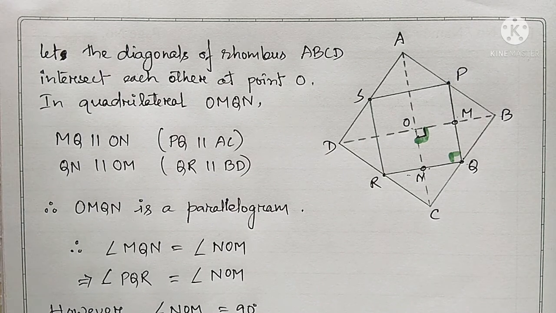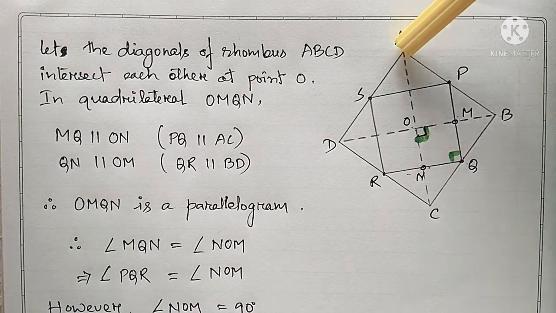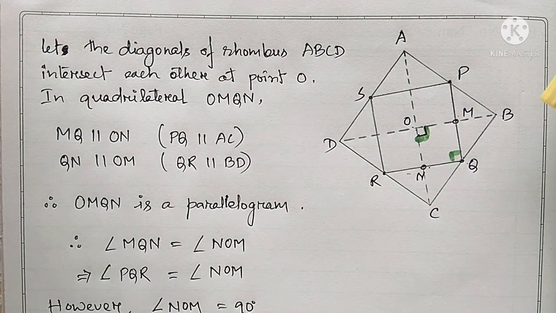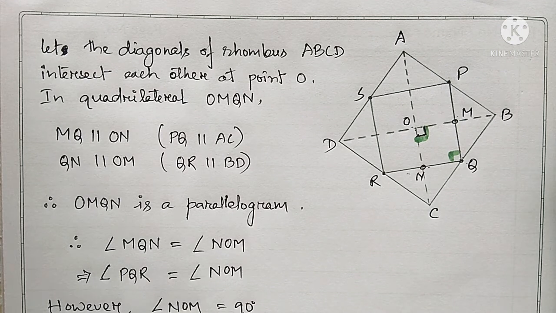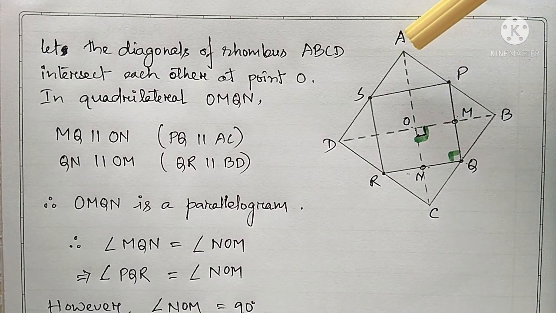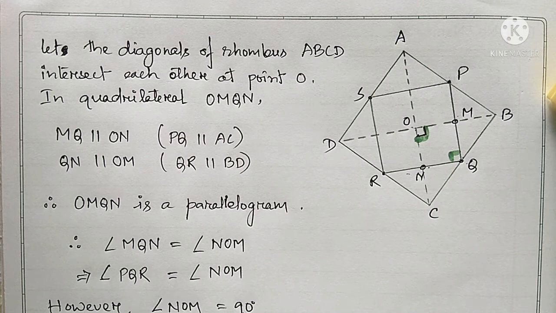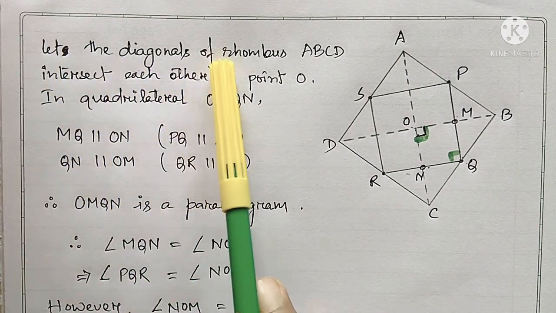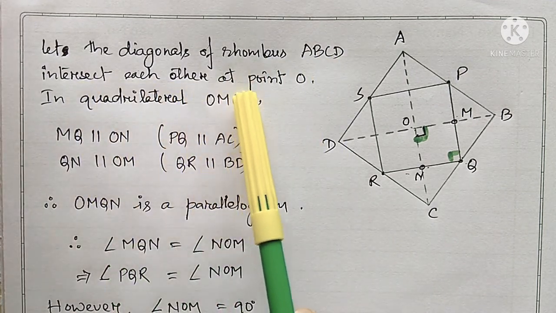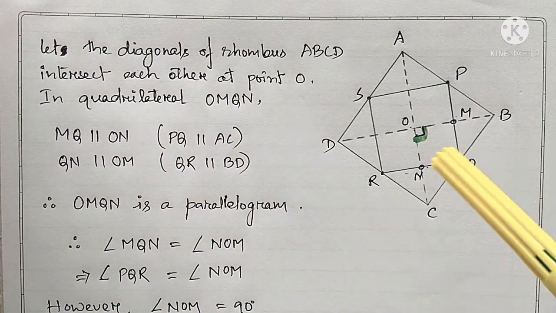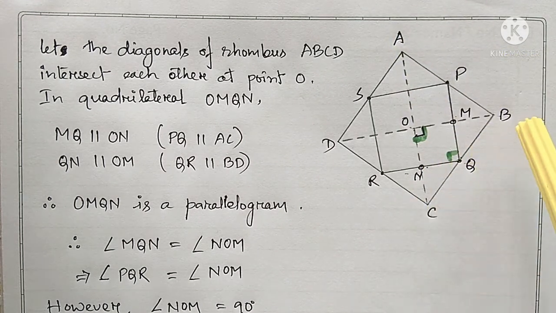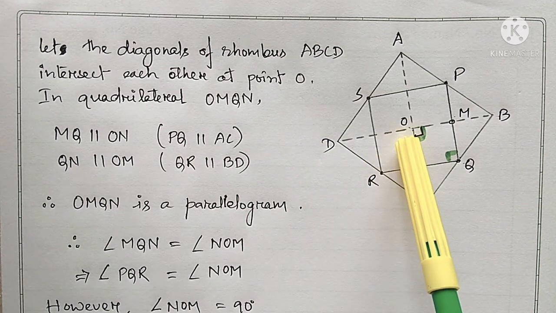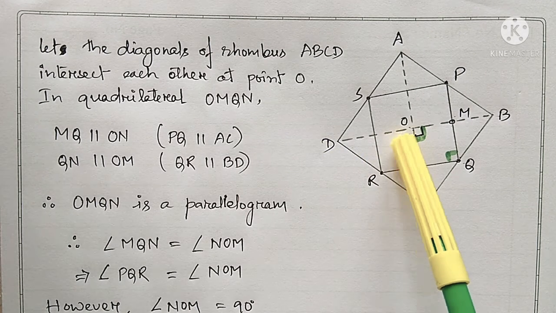Now again, if you see the next part, we have drawn again A, B, C, D, the rhombus given to us, and P, Q, R, S are the midpoints, isn't it? And here the diagonals AC and BD are drawn. So now what is written here? Let the diagonals of rhombus ABCD intersect each other at point O. One diagonal is AC, another diagonal is BD. These two intersect at point O.